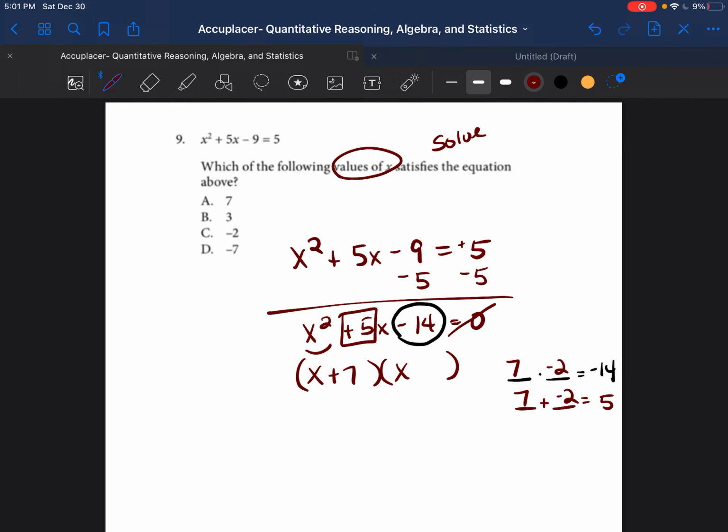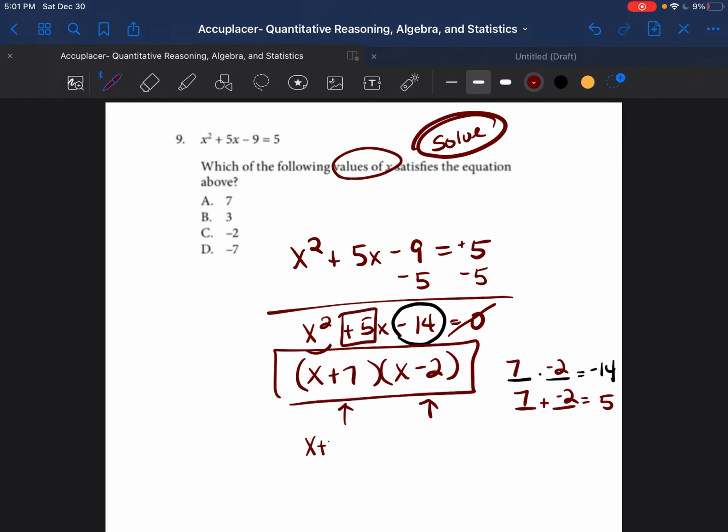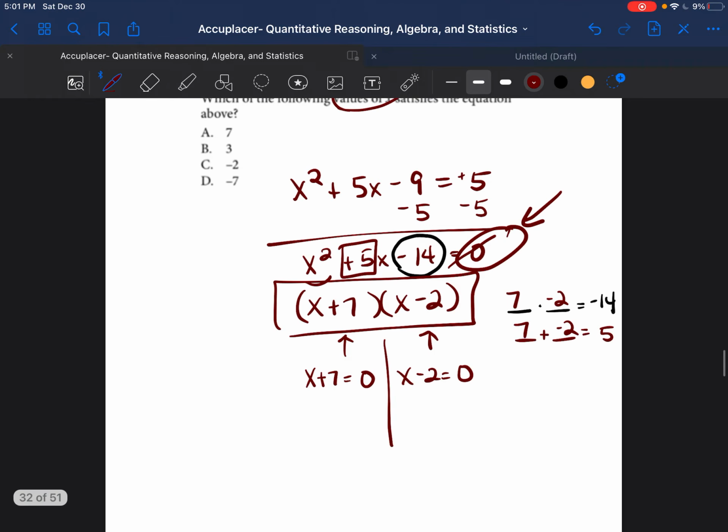So the answer is plus 7 and negative 2. But we're not just factoring this, we need to solve it, and in order to solve it, we had to factor it first. The way we solve this is by setting each parentheses equal to 0. X plus 7 equals 0, because remember this was equal to 0, and X minus 2 is equal to 0. Let's solve each one of these equations. We need to get the X by itself. Right now the 7 is with the X, so we have to subtract 7 from both sides.